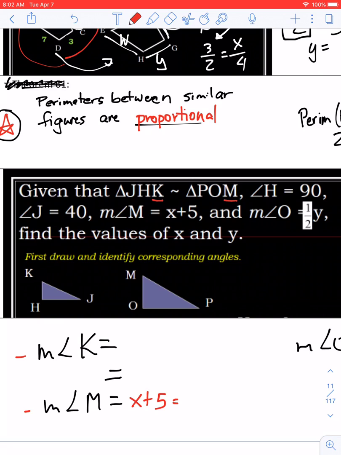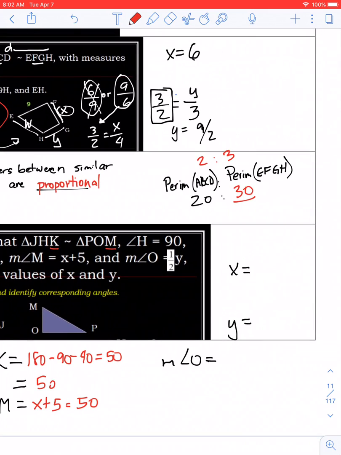And K, we don't know. We do know that the angles of a triangle add up to 180. And if I subtract 90, and if I subtract 40, I think I get 50. So if I set x plus 5 equal to 50, I think we can figure out x is 45.